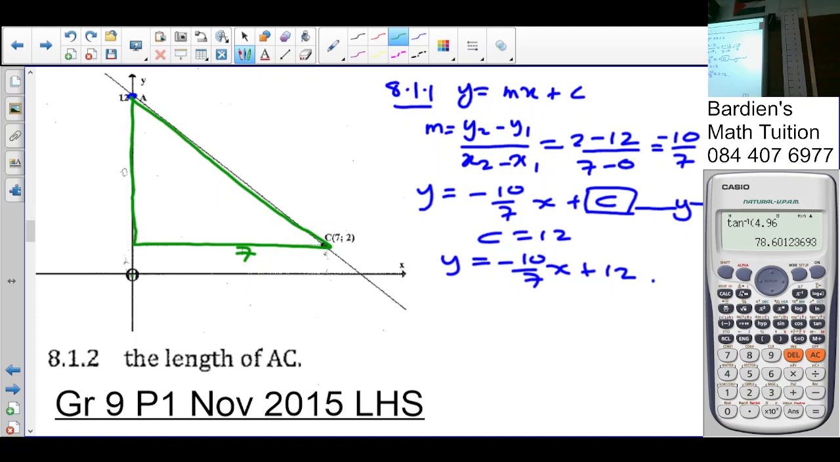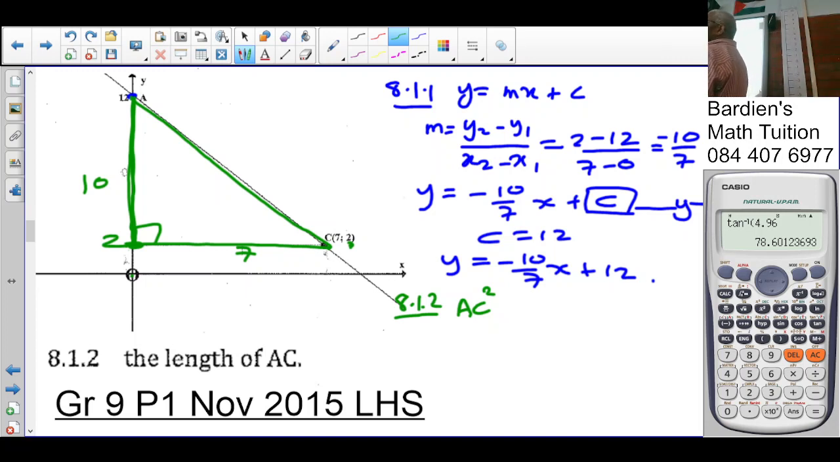But then this point here on your y-axis is what? What's this value here? 2. So from 2 till 12, what is this then? 10. So I'm going to calculate AC. Pythagoras, 8.1.2. Pythagoras says hypotenuse squared, remember this is 90 degrees. But should we first state it? No? We go straight into it. AC squared is equal to? Then you see, this is not geometry, man. With geometry it is different. So AC squared is equal to 10 squared plus 7 squared.